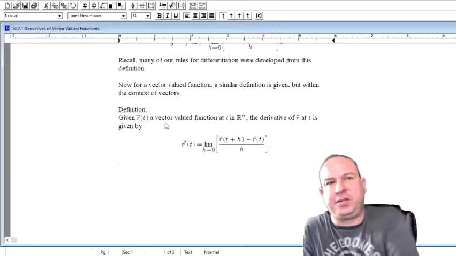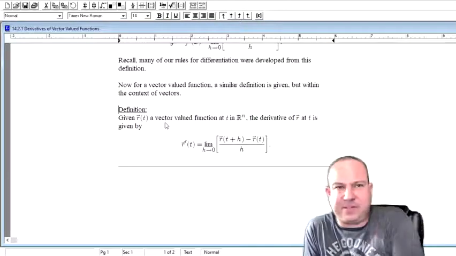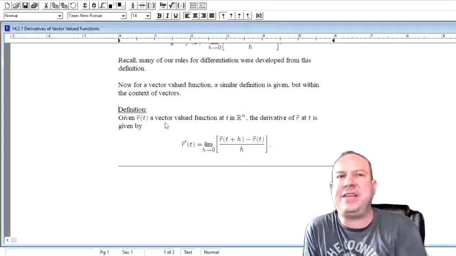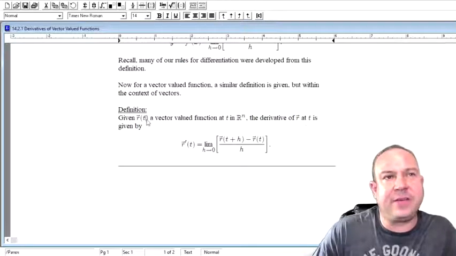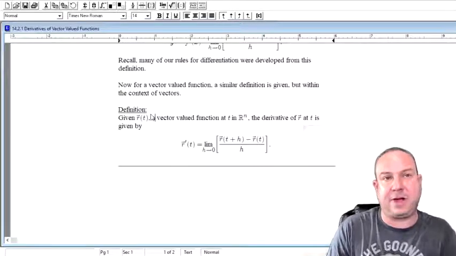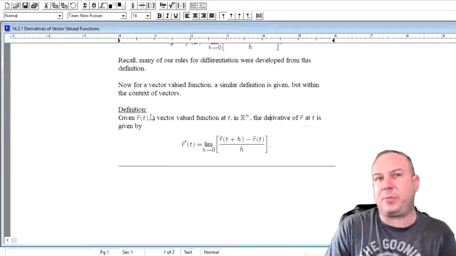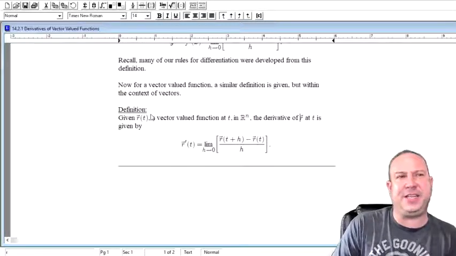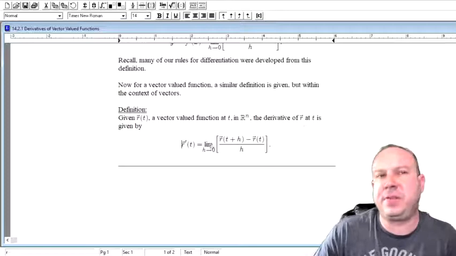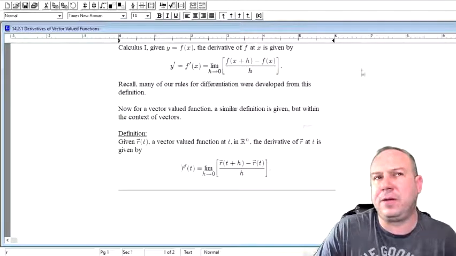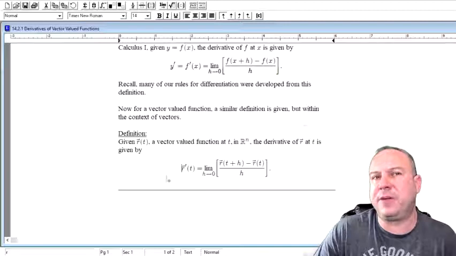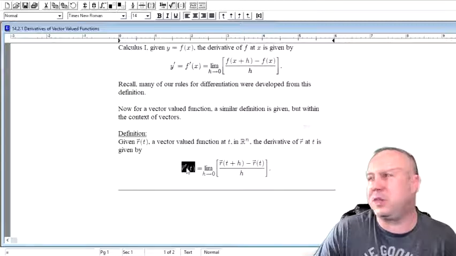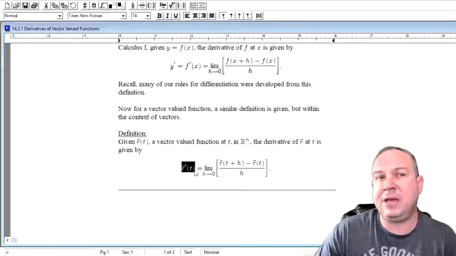So here's our definition. Given r bar at t, some vector valued function at t in r sub n, my grammar is not always the best, a vector valued function in n-dimensional space, the derivative of that vector valued function r bar at t is given by a very similar looking definition. If we compare it to what's above, we note that r bar of t's derivative is indicated with the prime notation, that is r bar prime of t.